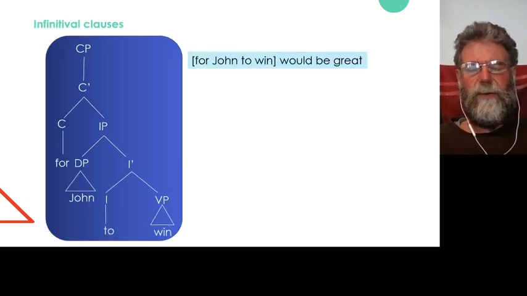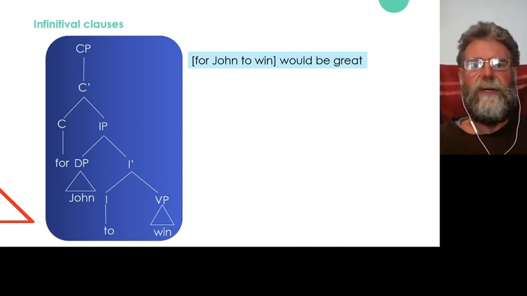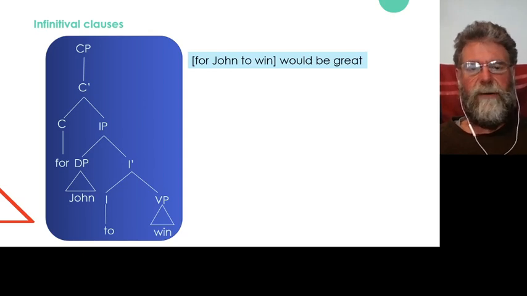Okay, so now let's move on to have a look specifically at infinitival clauses. Here's an example of one in its full glory. It's got all its positions filled by something. This clause happens to be sitting in the specifier position of a whole clause, as in "for John to win would be great," but it's the "for John to win" that we're going to be concentrating on. We've got a complementizer, for. For is the complementizer that introduces infinitival clauses.